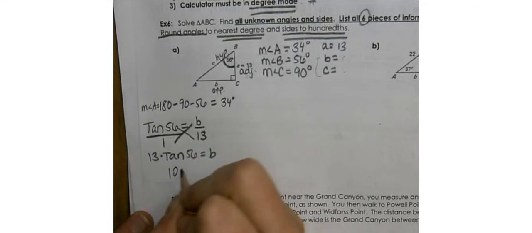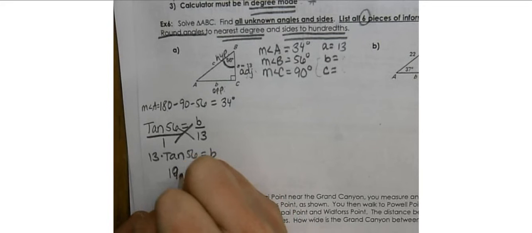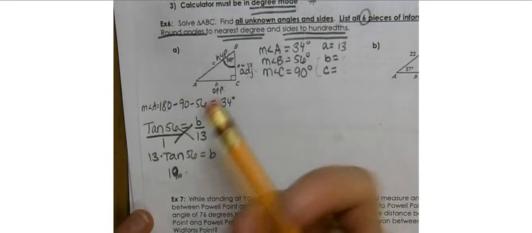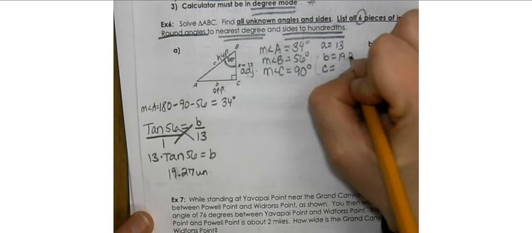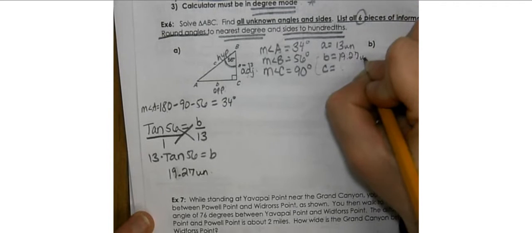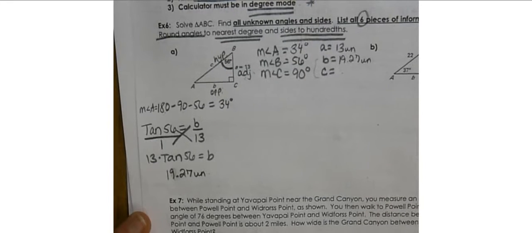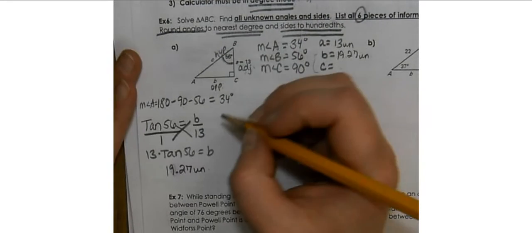When you put the tangent of 56 into your calculator and multiply it by 13, you end up with 19.27 units. So I'm going to write 19.27 units. I'm going to put a little UN at the end because sometimes we'll have units and sometimes we won't, but we typically write down some sort of units in this class.